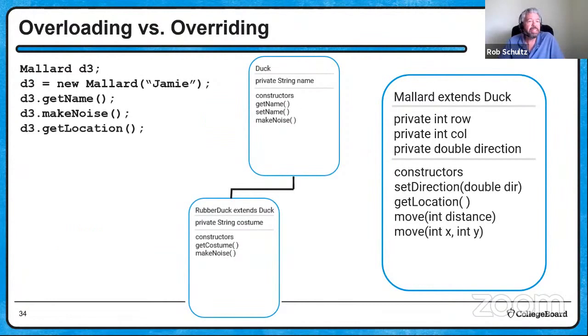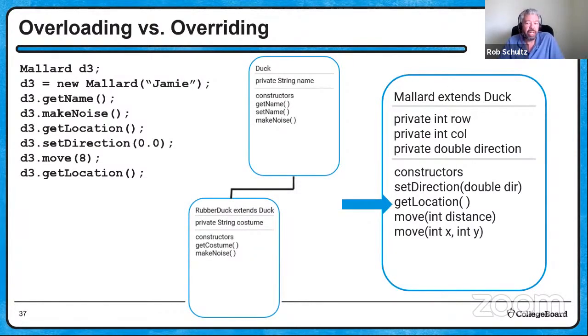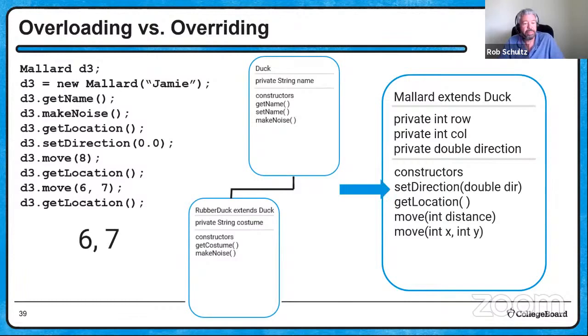Then I can say, okay, let's get Jamie's location. Let's get d3's location. By default, we're going to assume that d3 starts at the middle of an XY grid, so 0, 0. And then I can say, okay, let's set the direction to 0.0. I can call the move method and say, okay, let's move in that direction 8. So we'll call our move method. And then if I call getLocation again, it should tell us that we've moved 8 along the x-axis. So we're at 8, 0. But now I can say, okay, let's move directly to coordinates 6, 7. And if I say getLocation, it'll now tell us that our duck, Jamie, has moved to coordinates 6, 7.